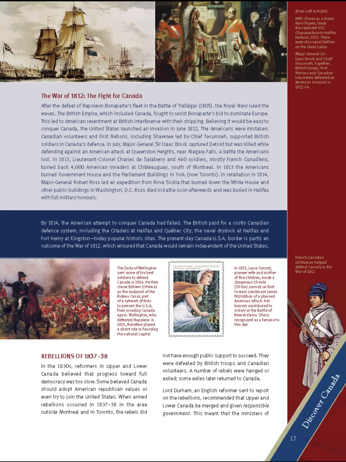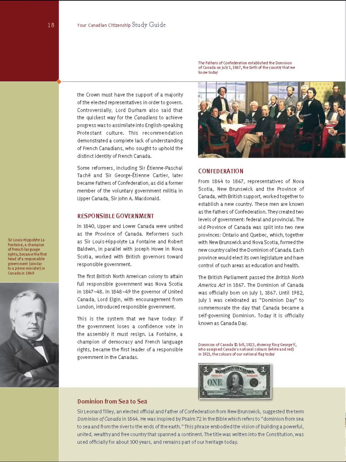Lord Durham, an English reformer sent to report on the rebellions, recommended that Upper and Lower Canada be merged and given responsible government. This meant that the ministers of the Crown must have the support of a majority of the elected representatives in order to govern.